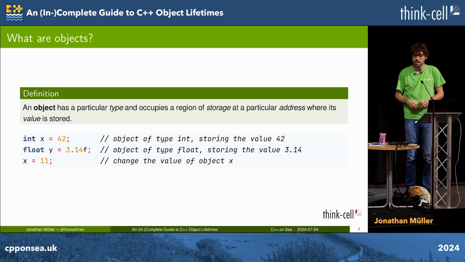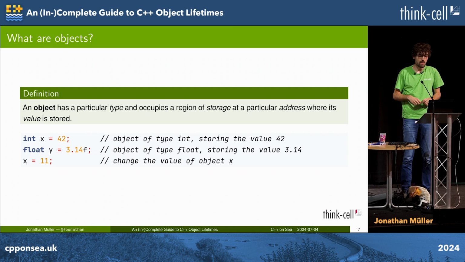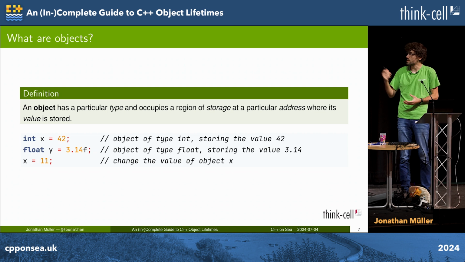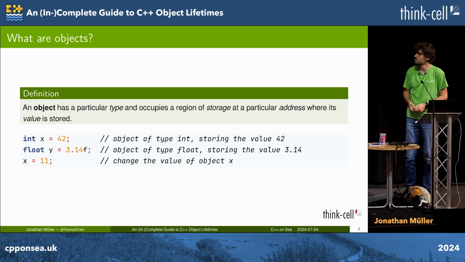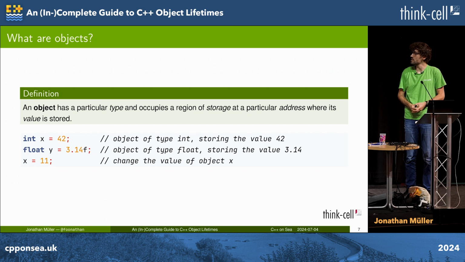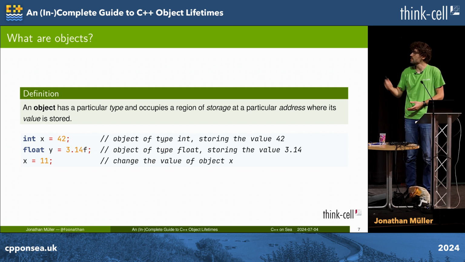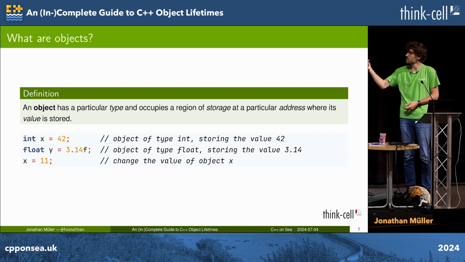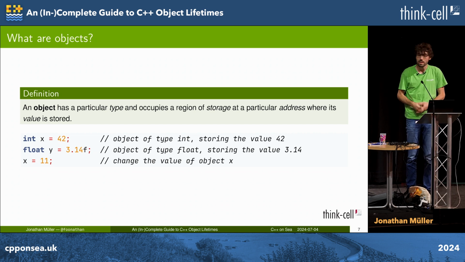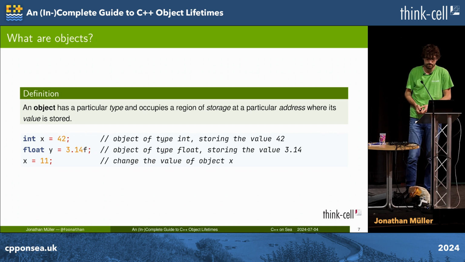So with that, we can understand objects. An object is something that has a particular type and occupies a particular region of storage at a particular address, and there the value is stored. So here we have a bunch of objects. For example, x is our object of type int. It currently stores the value 42. And then we've got an object of type float. It stores the value 3.14. And then we can change the value of the object x. And this is all what a C++ program does. We create objects, we put some values in there, and then we manipulate those values.